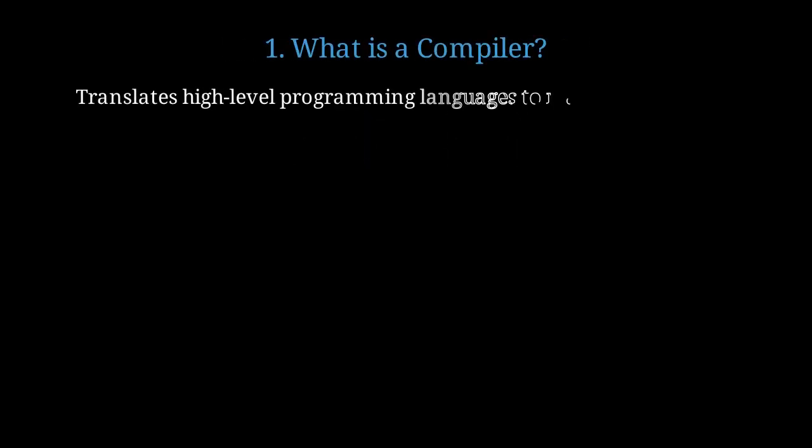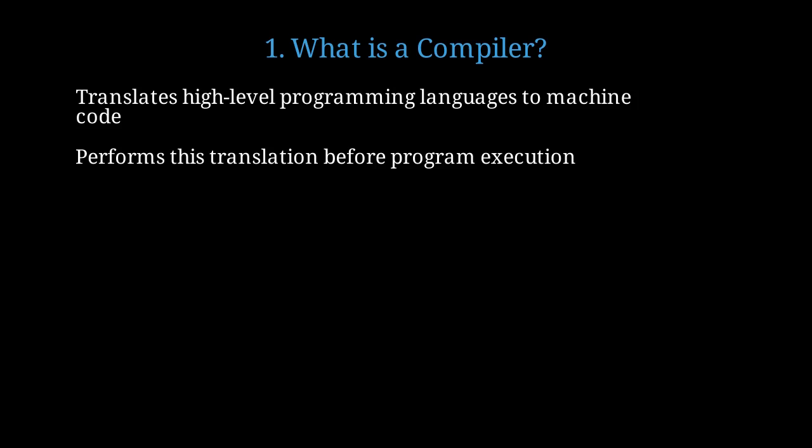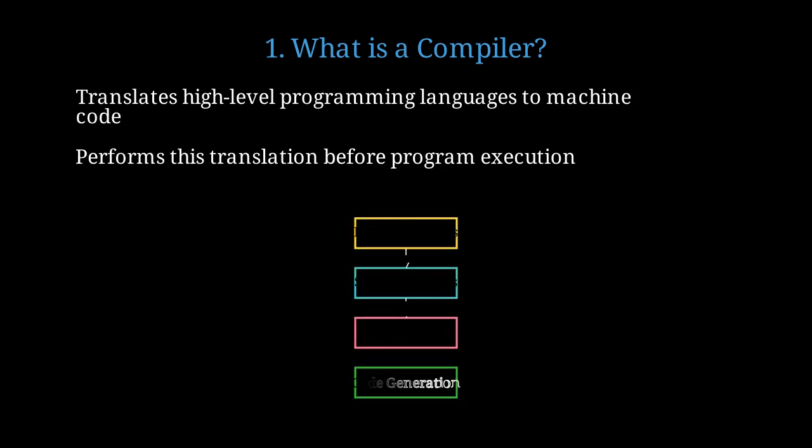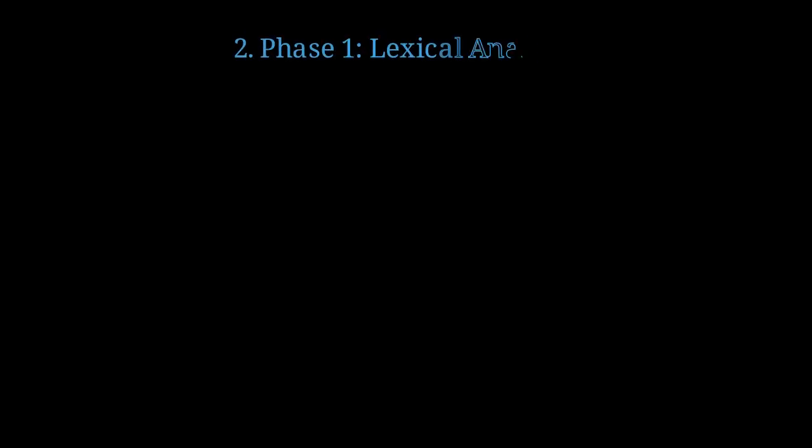A compiler translates high-level programming languages, like C or Java, into low-level machine code. Unlike interpreters, compilers perform all translation before the program runs. The compilation process has four main phases: lexical analysis, syntax analysis, optimization, and code generation. The first phase breaks source code into meaningful tokens.